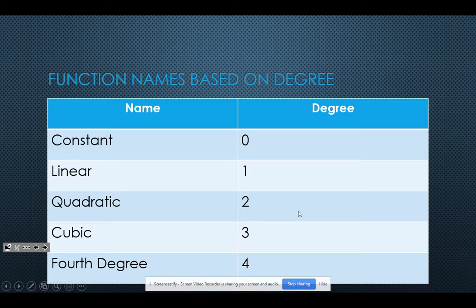And anything above 3, we just name it with its number and the degree. So a polynomial of degree 4 would be a 4th degree polynomial. Of degree 5 would be a 5th degree polynomial.